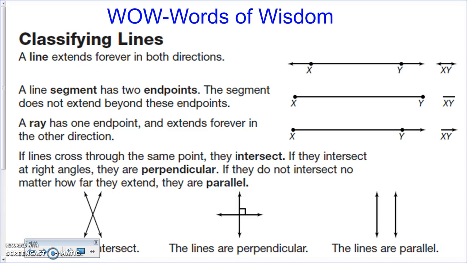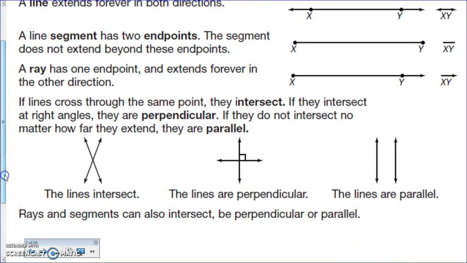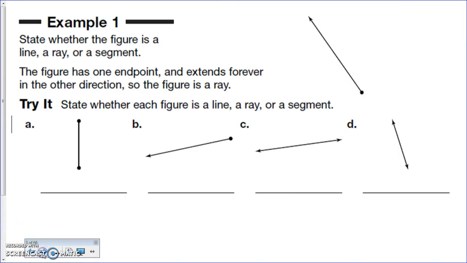If lines cross through the same point, they intersect. If they intersect at right angles, they are perpendicular. If they do not intersect, no matter how far they extend, they are parallel. So you can see we have the lines intersecting, the lines crossing at right angles, so they're perpendicular, and the lines are parallel here. No matter how far they extend, they will never cross. Rays, segments, and lines can intersect, be perpendicular, or be parallel.